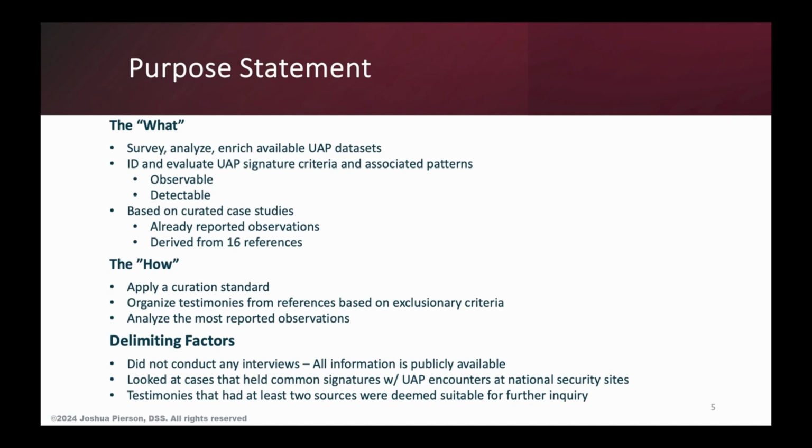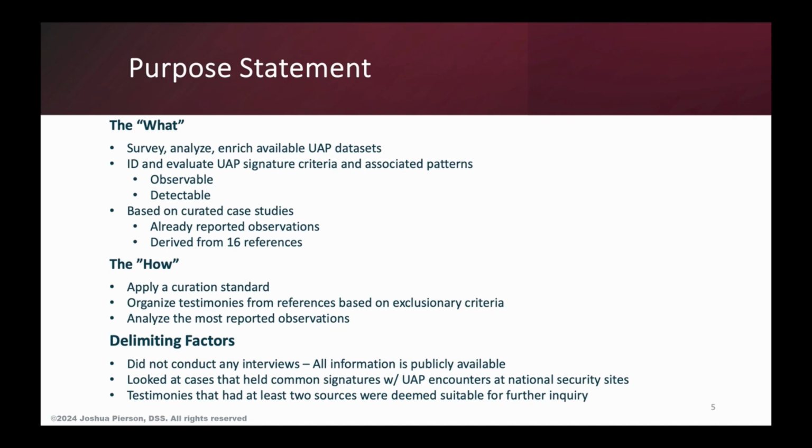Category 1, testimony, a declaration of a phenomenological event that the witness believes to be true. Category 2, an account of a phenomenological encounter in written form. And Category 3, cases, defined as a phenomenological event in written or printed form that warrants further study or investigation. I then excluded those based on the criteria derived from my curation standards, annotated it in my reference matrix, and then analyzed those signatures reported most often.